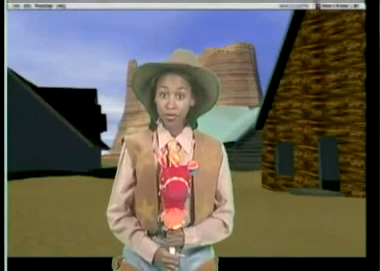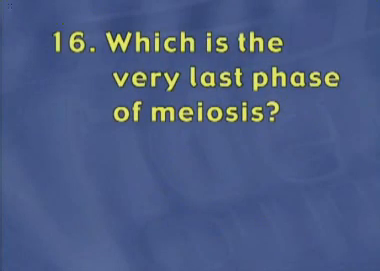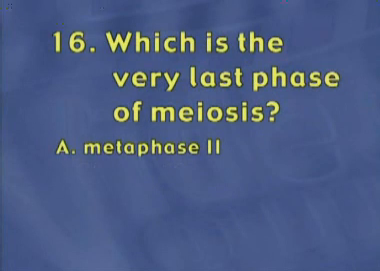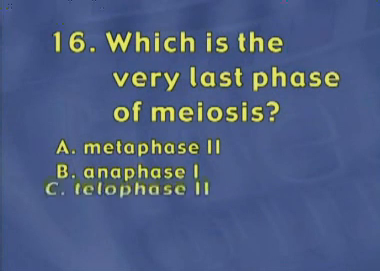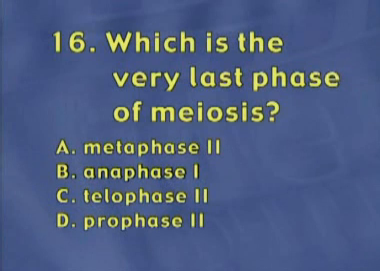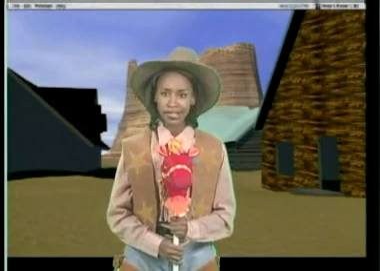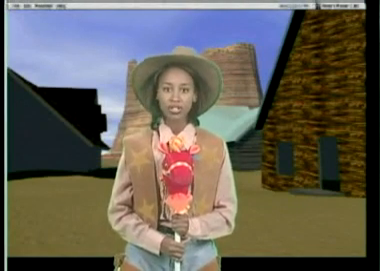That Bronco was a tough one. While I try and catch my breath, let's see if you can rope this next problem. Which is the very last phase of meiosis? A. Metaphase 2, B. Anaphase 1, C. Telophase 2, or D. Prophase 2. How did you do? Put your answer down and let's saddle up for the next rip-roaring question.